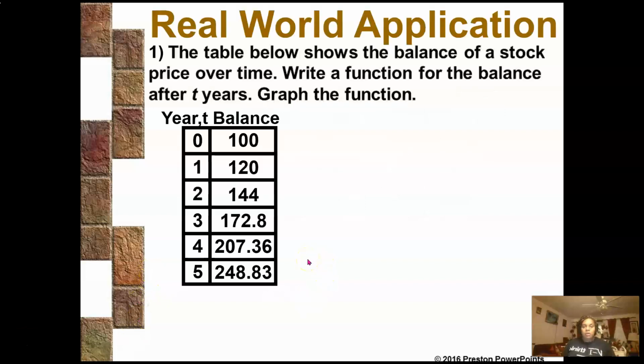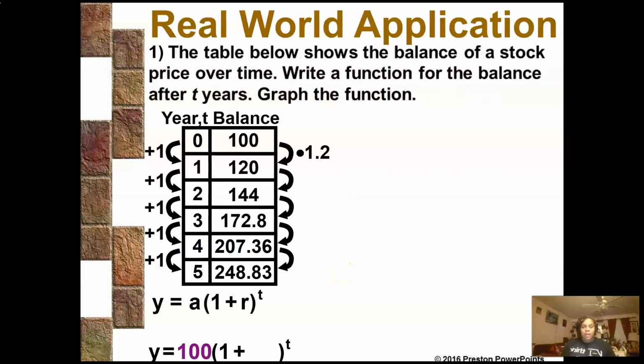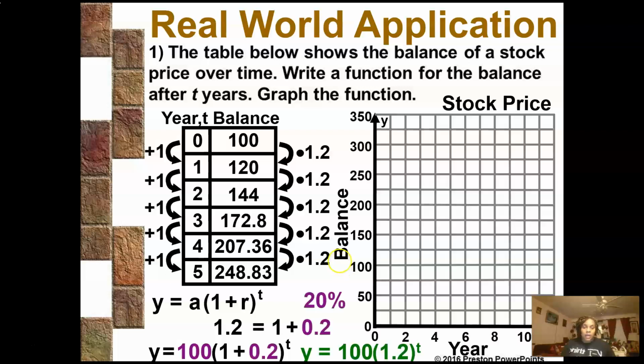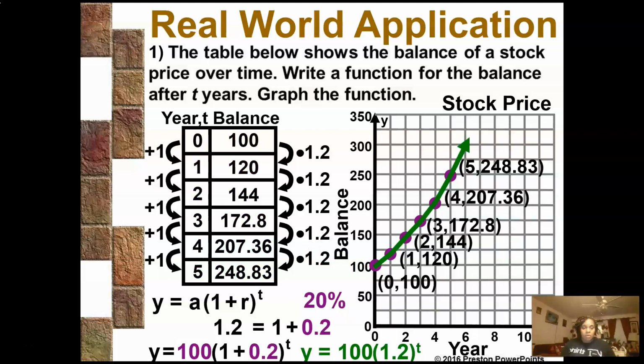So moving forward, looking at a real world application, this table below shows the balance of a stock price over time. Write a function for the balance below after t years. So taking us back to that function equation that we were looking at in the last class, we're going to graph the function. Looking at the change of years, which is going by 1, and then looking at the balance and what it's going by, and just graphing it on the graph.